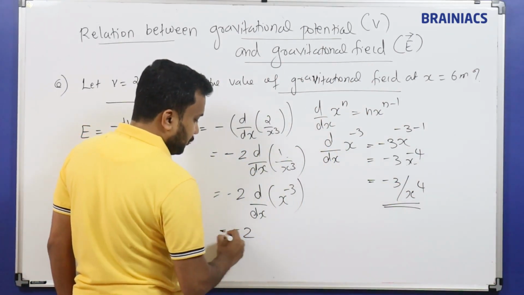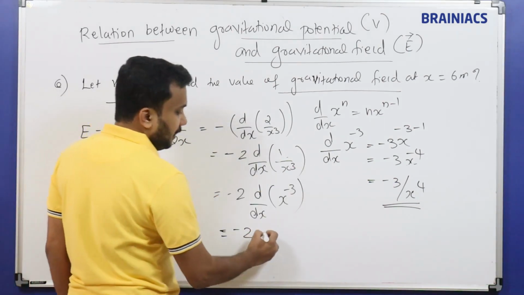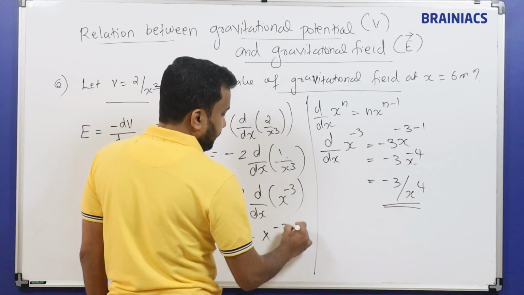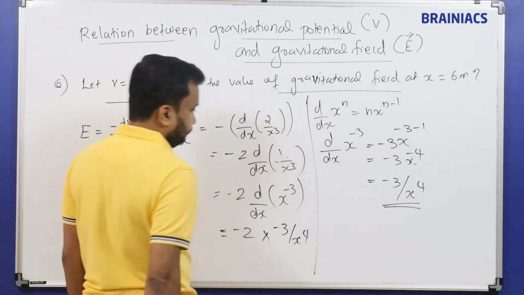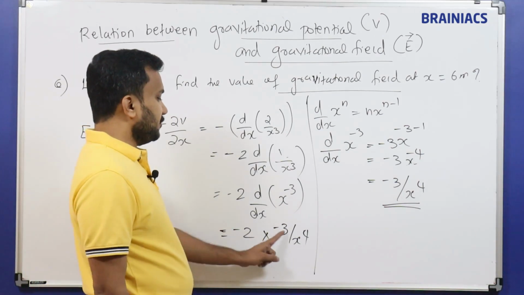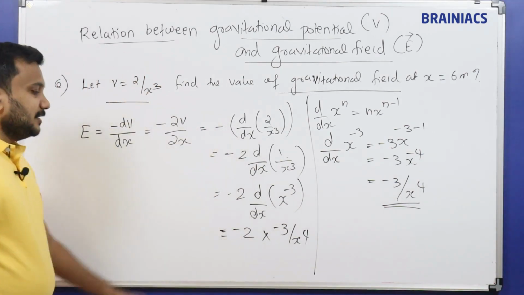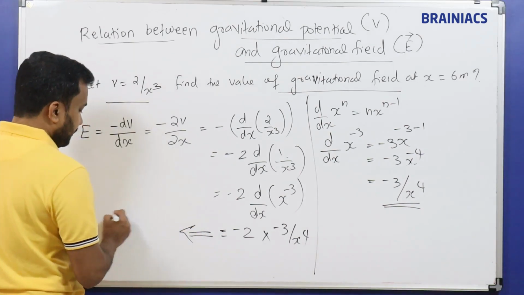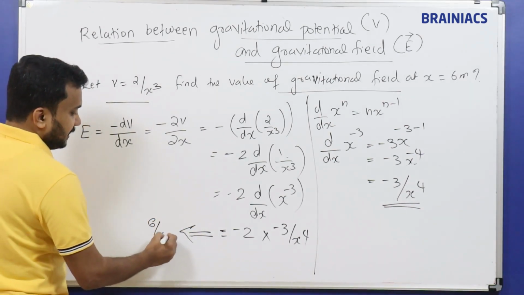So what you will get? Minus 2 into the differentiation, which is already calculated here, and minus 3 into x power 4. Okay, so we'll go for the further simplification. Minus 2 into minus 3 is 6, so 6 divided by x power 4. The balance steps I am writing here: 6 divided by x power 4.